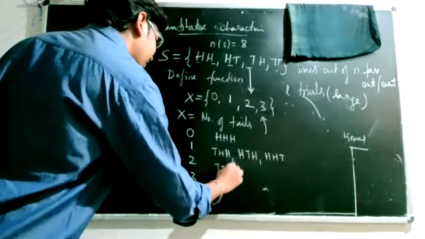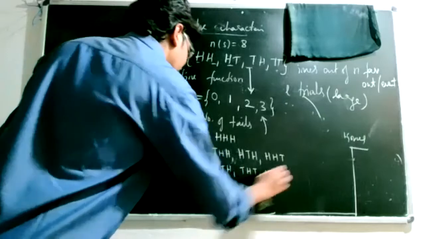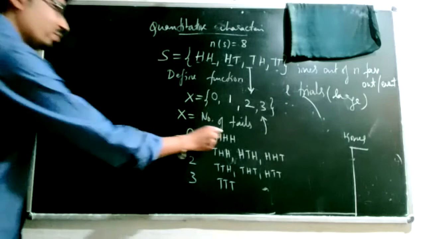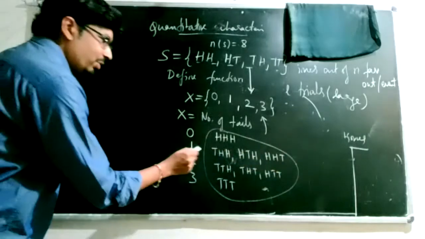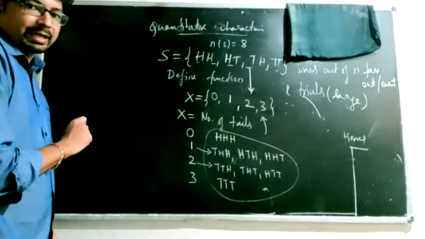Two tails can happen in this way, and three tails can happen in this way, which makes all the 8 possibilities. Now think about the probability for a particular case of x.